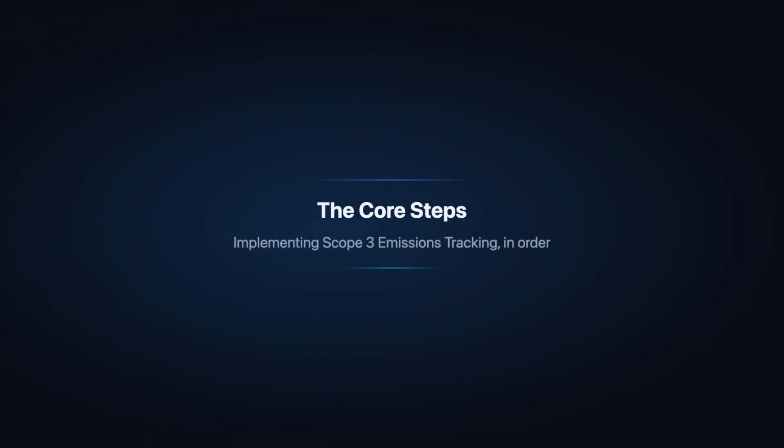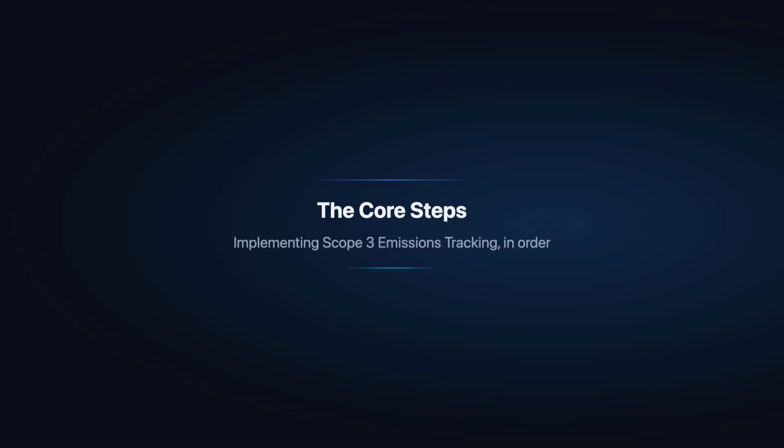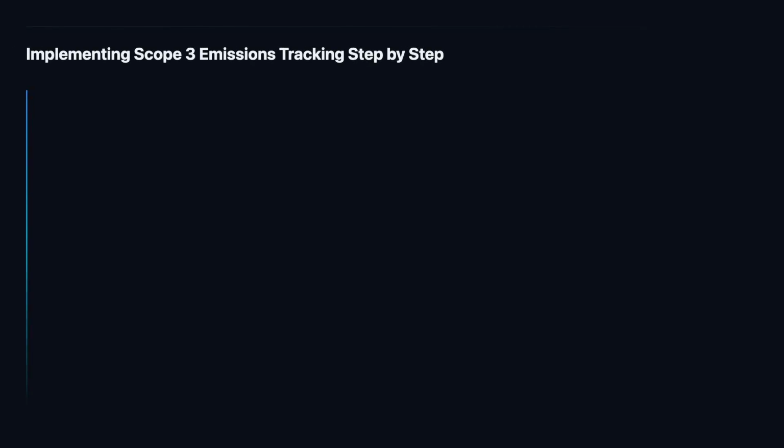Now the core sequence, the steps that actually move Scope 3 emissions tracking from plan to production. These 4 steps, in order, are the implementation backbone for Scope 3 emissions tracking. Start with a structured gap assessment. You cannot plan a route without knowing the start and the destination. Scope 3 emissions tracking is no exception.